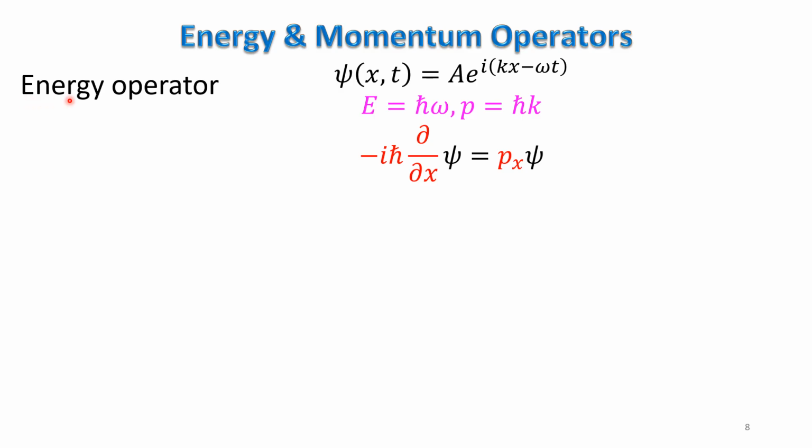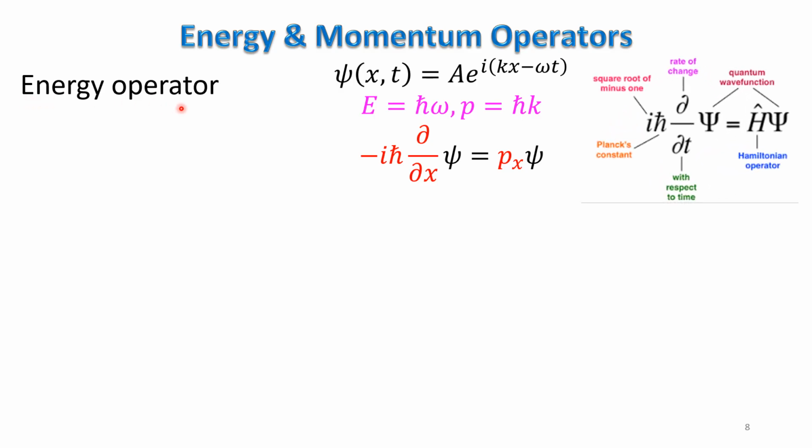When we are talking about the energy operator, the energy operator is iħ ∂/∂t, operated on this wave function psi, which offers you energy into that wave function. Basically, this is our equation: energy operator operated on wave function psi offers you energy into psi. So the operator that offers you energy is often called the Hamiltonian operator. All right, so energy operator means Hamiltonian operator.